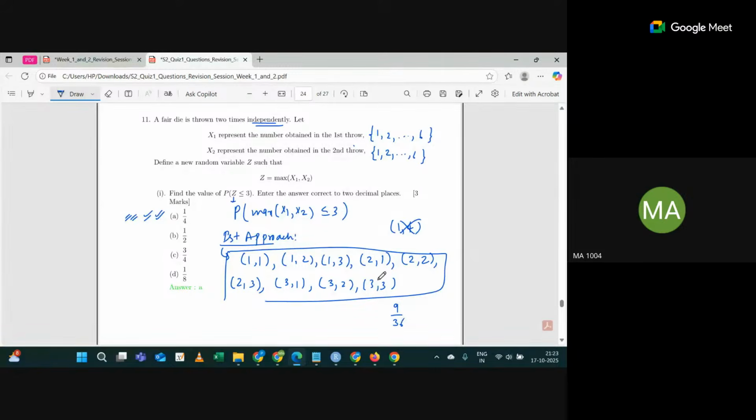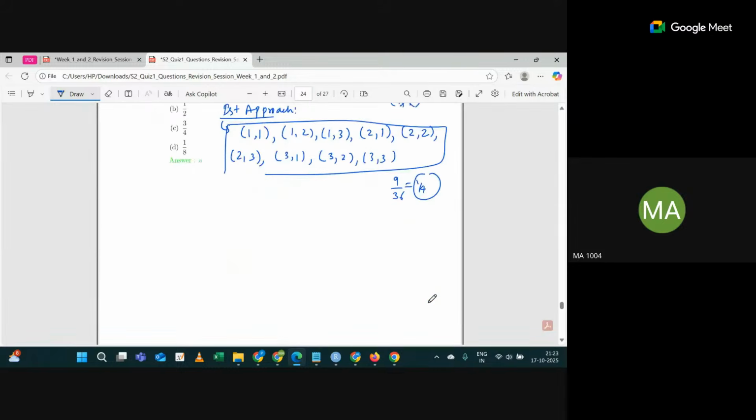This is the favorable count. If you go with the very basic probability approach, it's favorable cases divided by total cases. What is the favorable count when the maximum of x1, x2 is less than or equal to 3? Those are 9 and the total is 36. So 9 by 36, which is 1 by 4. Would you agree with me? Yes, sir.